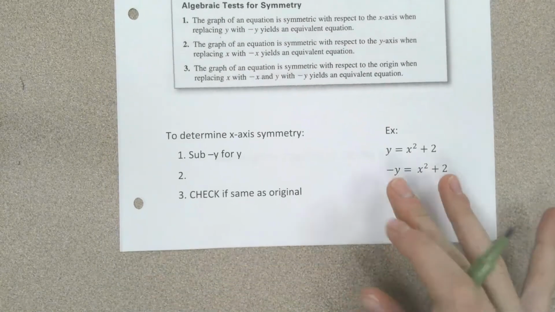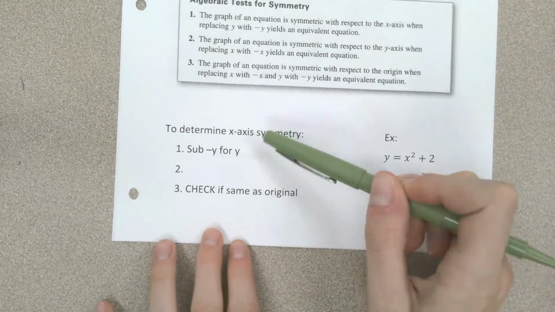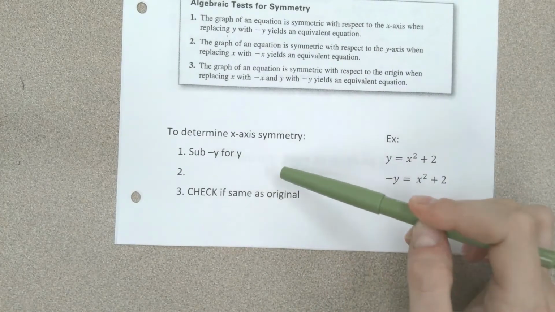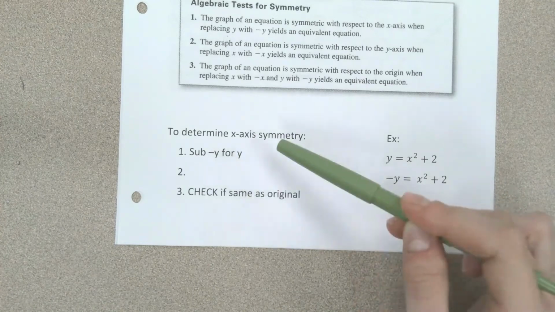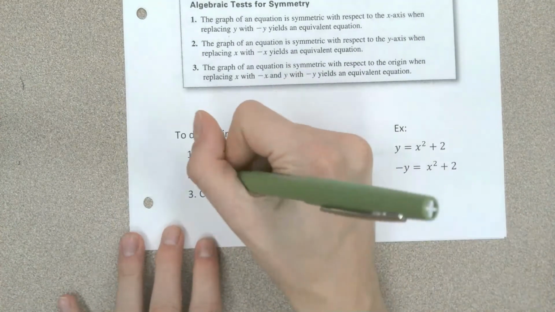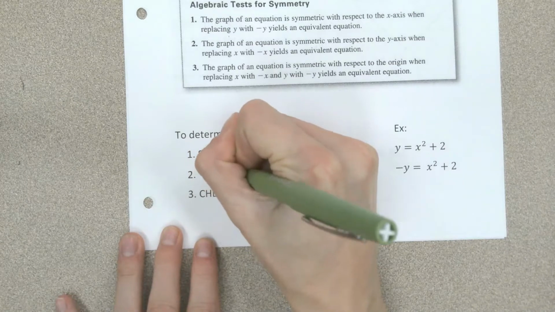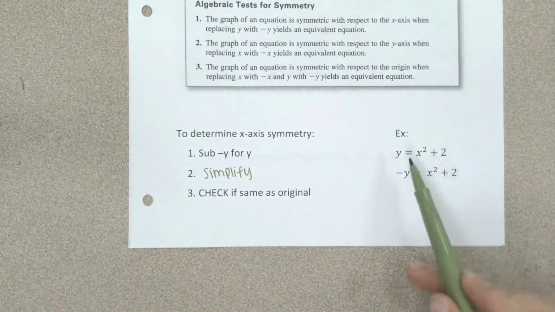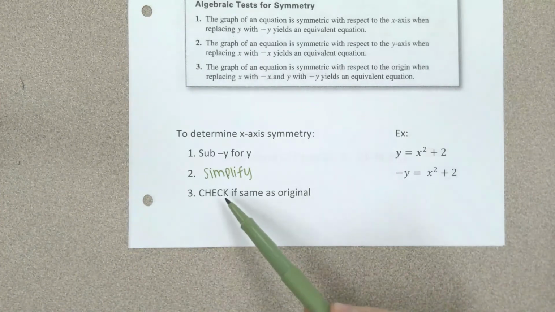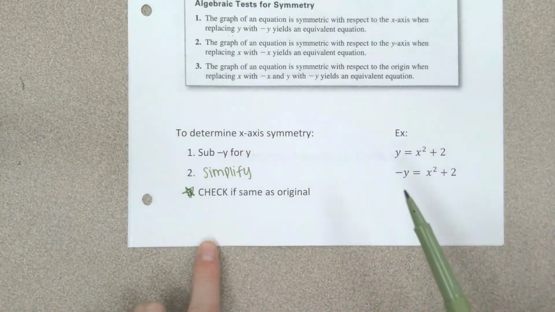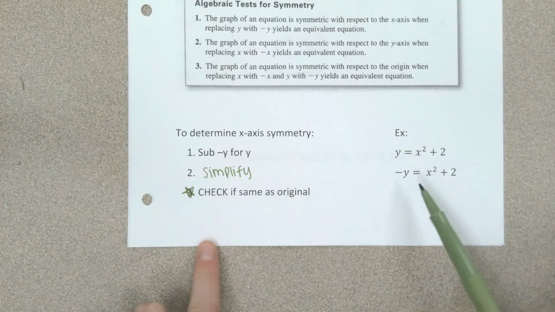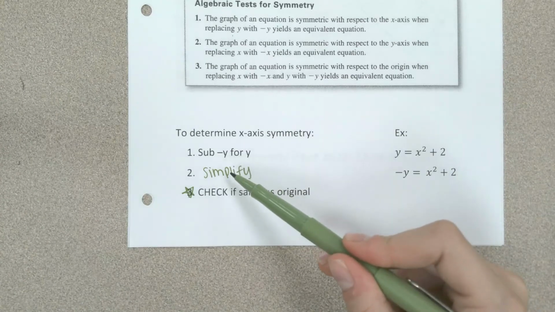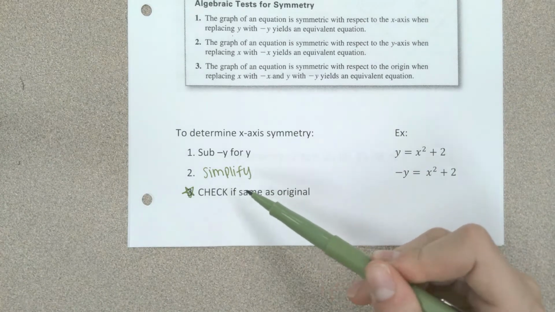So to solve for x-axis symmetry, we're going to follow 3 steps. We're going to sub negative y for y. Okay, so we're going to make y negative. Secondly, we are going to simplify our equation, our function, and then we are going to, this is the important one, check if our function that we just yielded after subbing negative y for y and simplifying is the same as our original function.